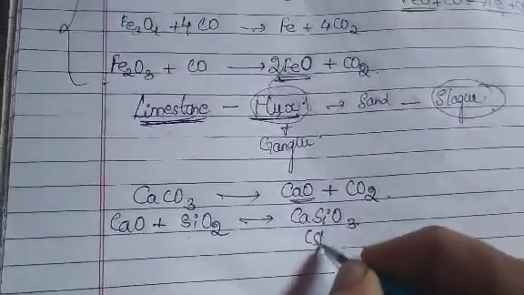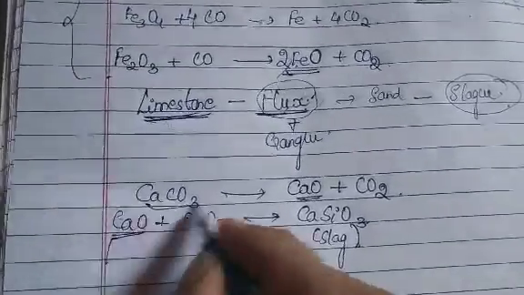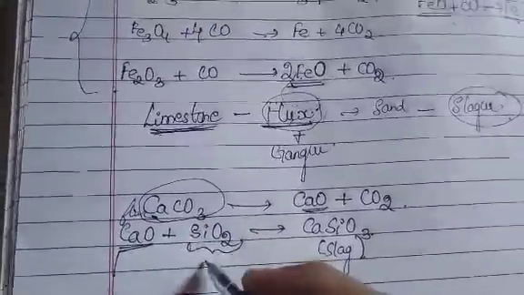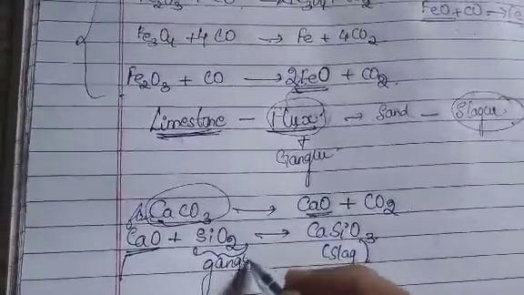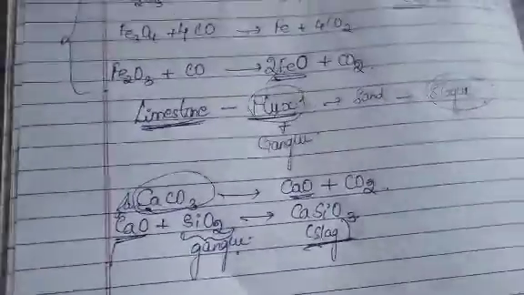And this is called the slag. Here, the calcium carbonate was your flux. Of course, this flux is going to react with your gangue, that is, your impurities. So flux plus gangue gives you the slag.